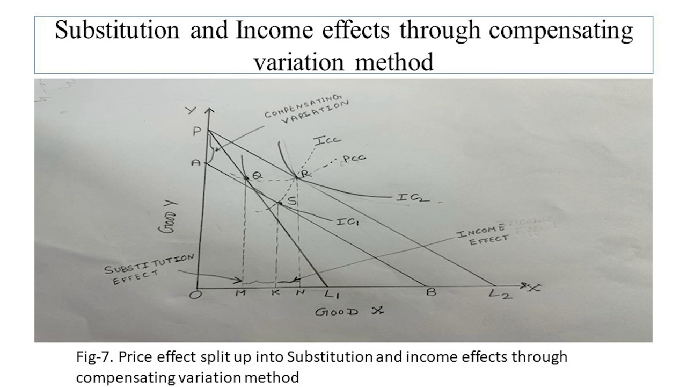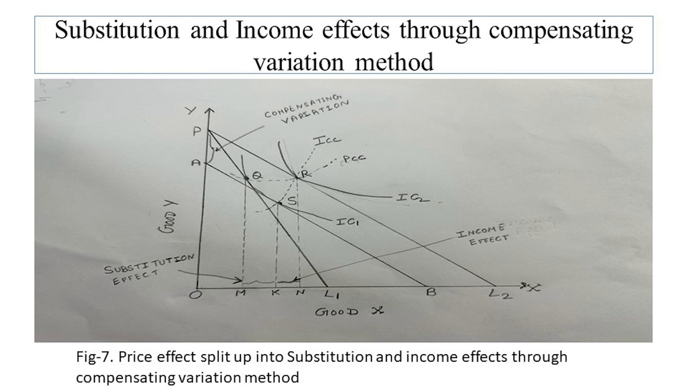real income remaining constant. If the amount of money income which was taken away from him is now given back to him, he would move from S on indifference curve IC1 to R on a higher indifference curve IC2. The movement from S on a lower indifference curve to R on a higher indifference curve is the result of the income effect. Thus, the movement from Q to R due to price effect can be regarded as having taken place in two steps. First, from Q to S as a result of substitution effect, and second, from S to R as a result of income effect.